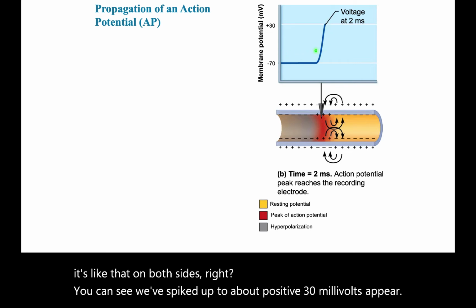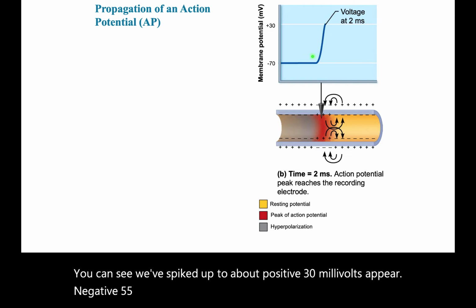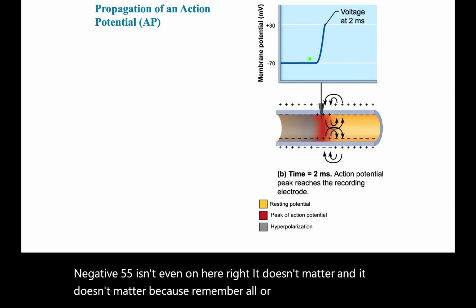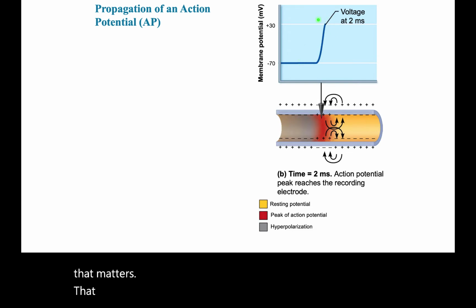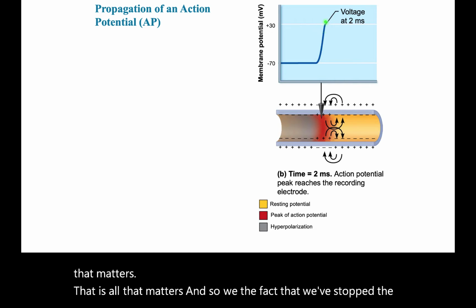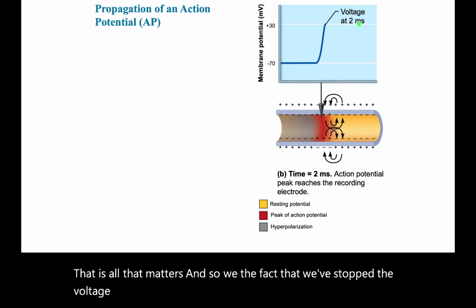Negative 55 isn't even on here. It doesn't matter, and it doesn't matter because remember, all or none. It's either going to go or not. If you've hit negative 55, it's going to go, and that's all that matters. And so the fact that we've stopped the voltage at positive 30 millivolts at 2 milliseconds tells us that we've hit threshold.